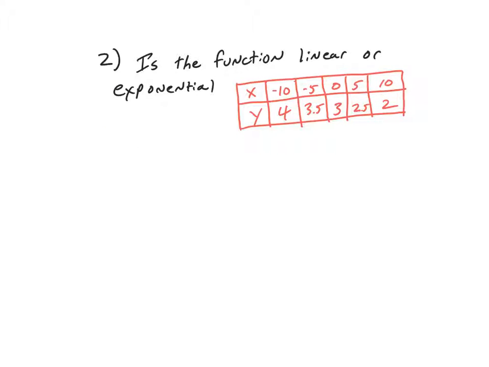On number 2, it's asking, is the function linear or exponential? So we're going to look at the y values and see how they're changing. So we're going down. We're subtracting 0.5 for this one, another 0.5, another 0.5, and another 0.5. So it's going down by a constant rate. Each time it's subtracting 0.5. So this function is linear.